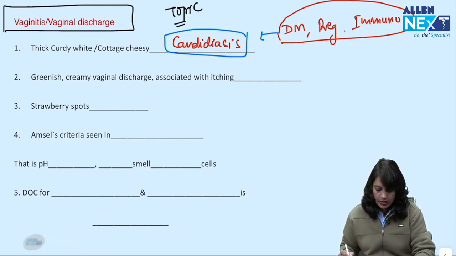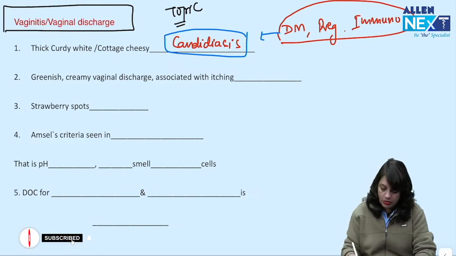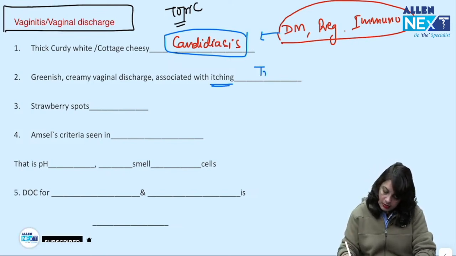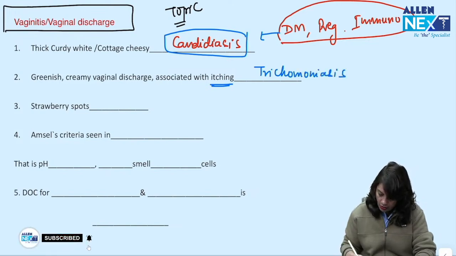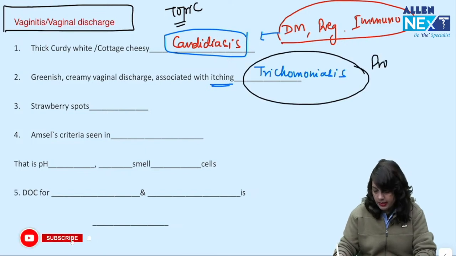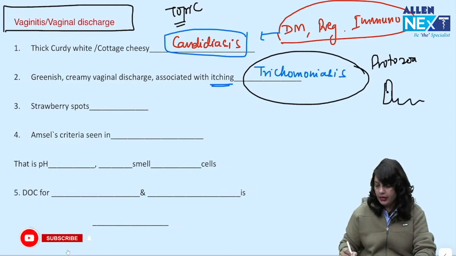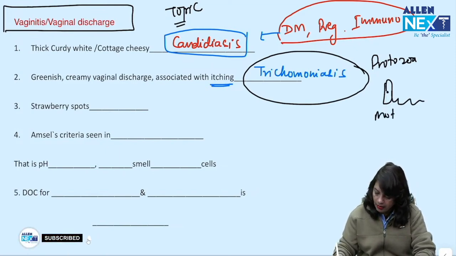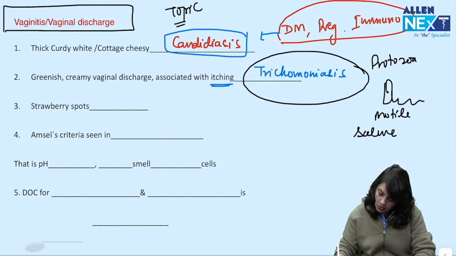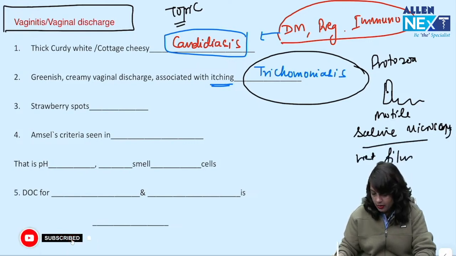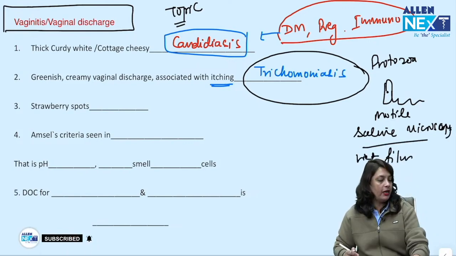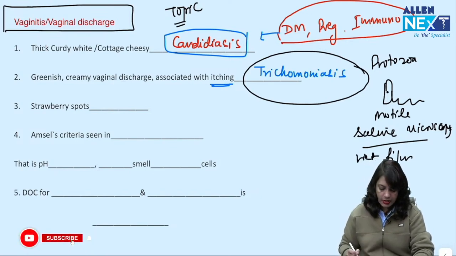Next question, greenish creamy color vaginal discharge associated with itching. What's your answer? Answer is trichomoniasis. What is trichomoniasis? Trichomoniasis is caused by a protozoa which is a flagellated, motile microorganism. You can see this on saline microscopy. Saline microscopy is also called wet film, and it is associated with itching.